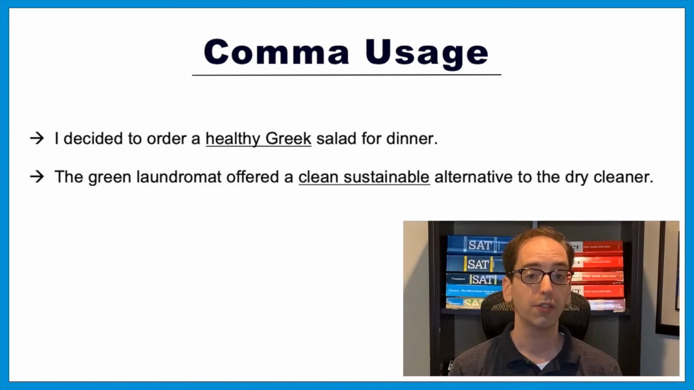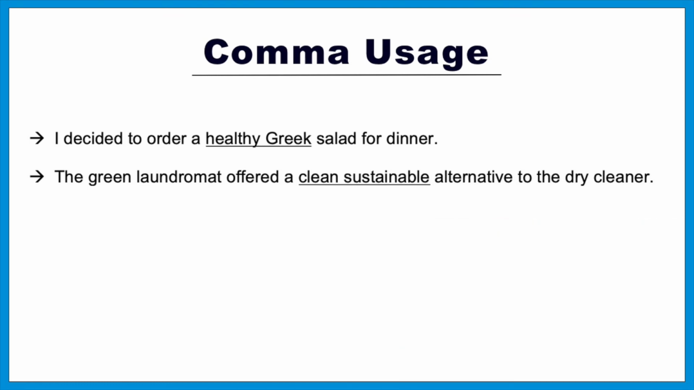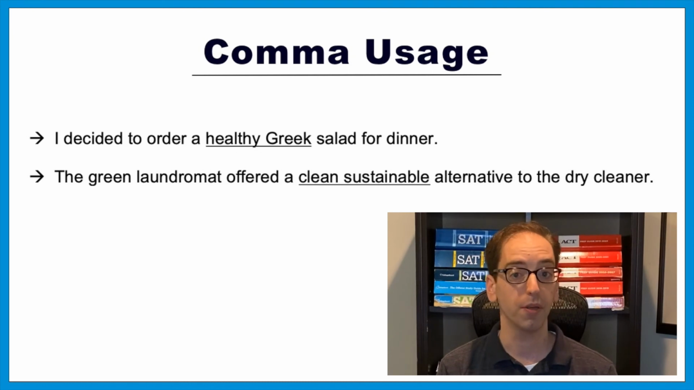Read these upcoming sentences carefully. Think about if you would put a comma between the two underlined words. I decided to order a healthy Greek salad for dinner. The green laundromat offered a clean, sustainable alternative to the dry cleaner. Press pause for a moment and think about it. These sentences look similar because they both follow the construction of adjective, adjective, noun.